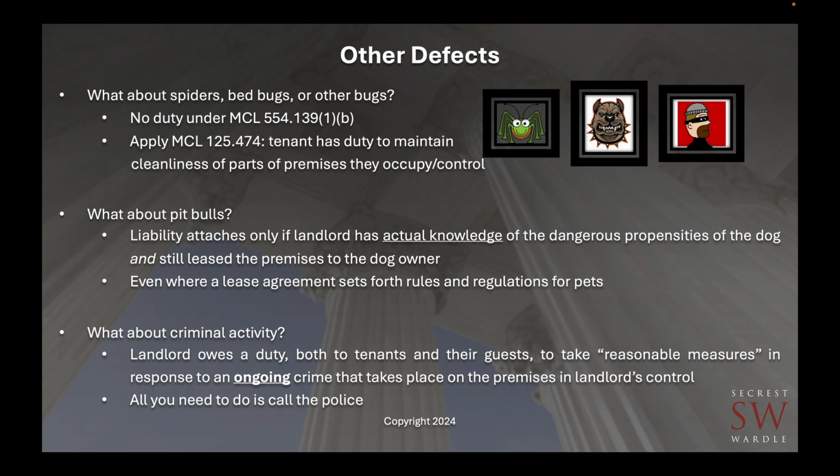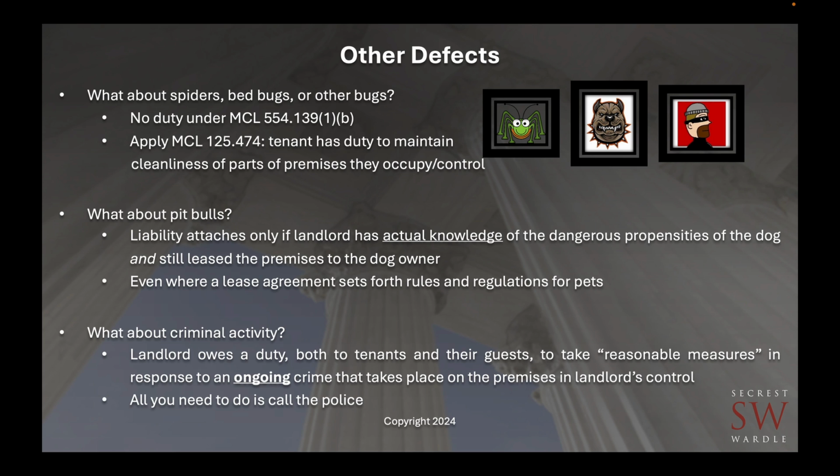Now I'd like to talk about a hodgepodge of other types of defects that might be claimed. The first being pests or bugs, such as bed bugs. We see some of those cases. There's generally no duty under the Landlord-Tenant Act that governs spiders, bed bugs, etc. A tenant has a duty to maintain cleanliness of parts of the premises that they occupy and control pursuant to MCL 125.474.